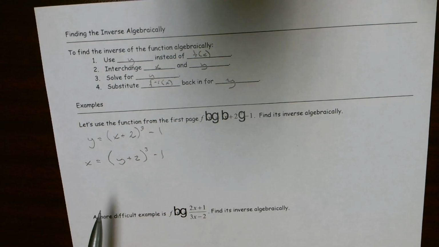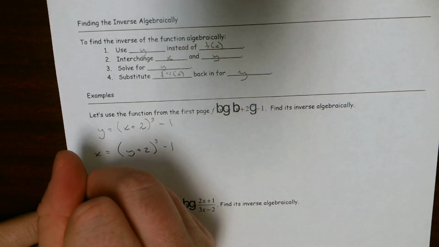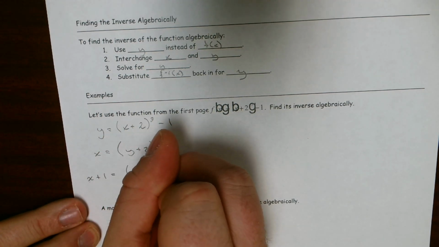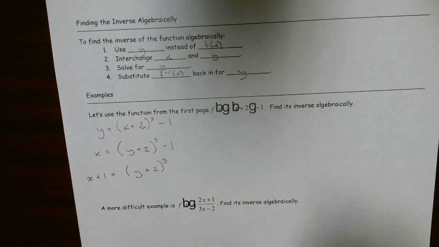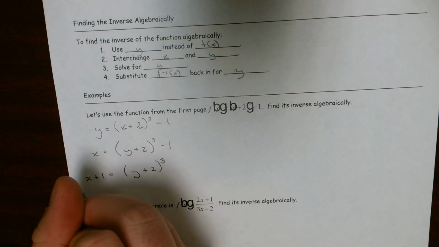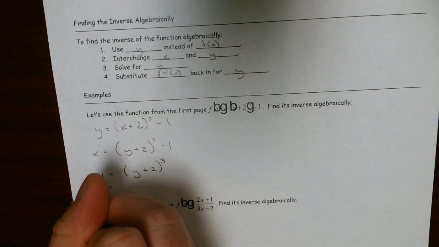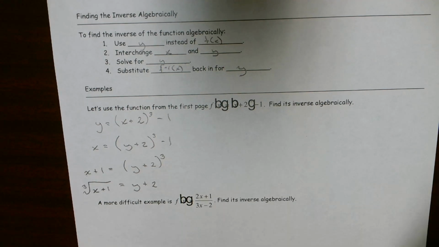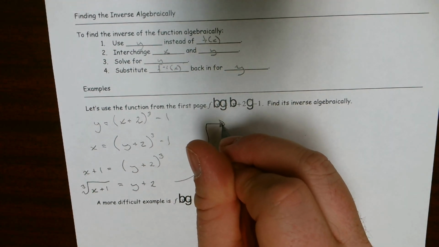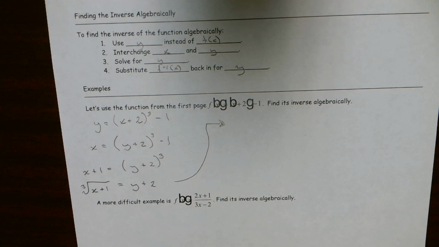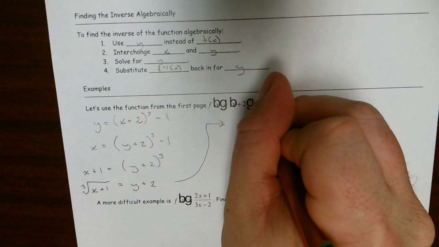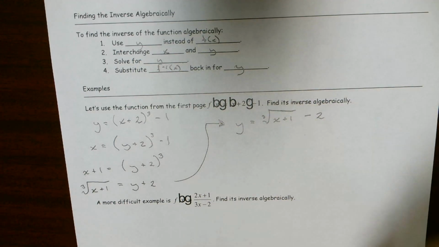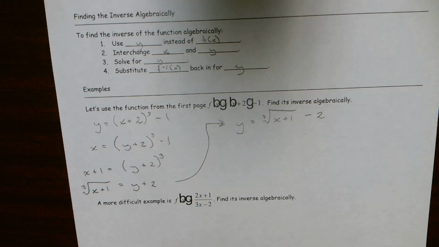Okay, so let's just start solving. So let's start off by adding 1 over to the other side. So we got x plus 1 equals the quantity y plus 2 cubed. And then to get rid of a cube, we got a cube root. So cube root of x plus 1 equals y plus 2. Running out of space, so I'll go up here. And the last thing we have to do to solve for y is just subtract that 2 over. So y equals the cube root of x plus 1 minus 2. Okay, so this is our inverse.